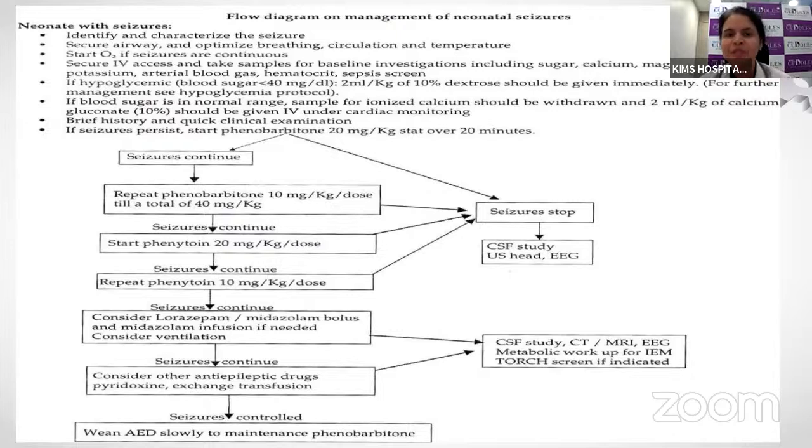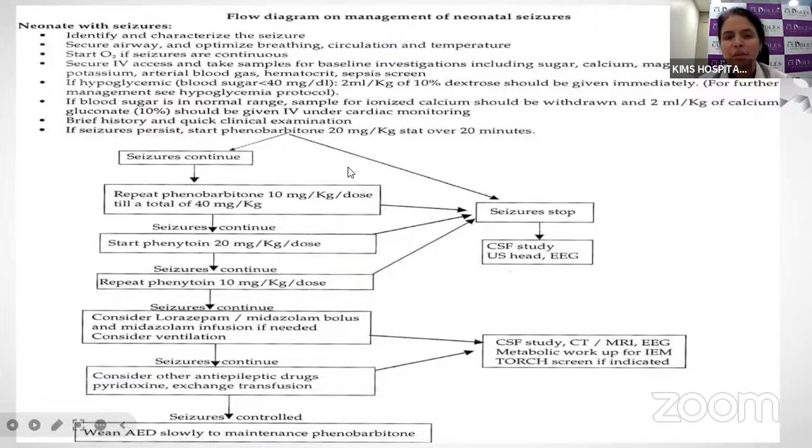So optimize breathing and circulation, assess the baby's heart rate and circulation, and stabilize the baby by use of volume bolus or appropriate inotrope therapy as might be indicated by the clinical status. It is important to secure a safe peripheral intravenous access, and if possible, use an intraosseous access wherever IV access is difficult to obtain. Take samples for basic baseline relevant investigations like sugar, calcium, magnesium, sodium, potassium electrolytes, blood gas, hematocrit, and sepsis screen.